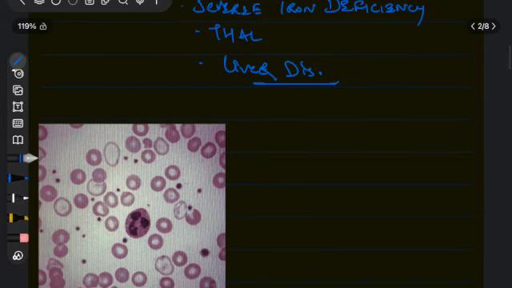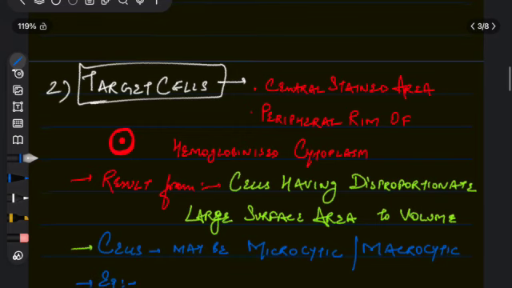So now here is the pic showing leptocytes. In this pic you can see these RBCs are very thin and only the periphery is dark. So these all are leptocytes. Now let's move on to the second cell, which is our target cells.